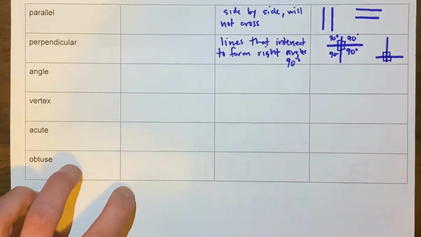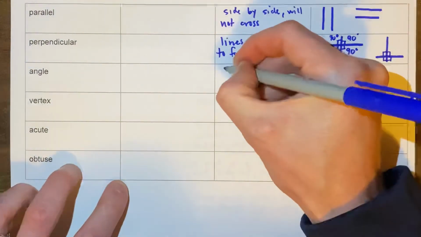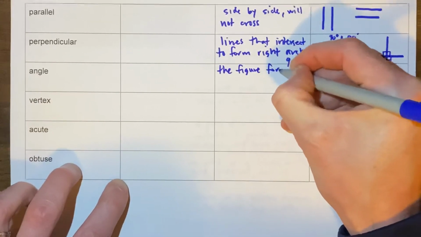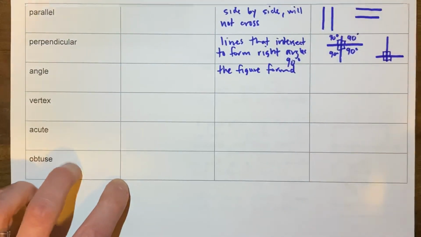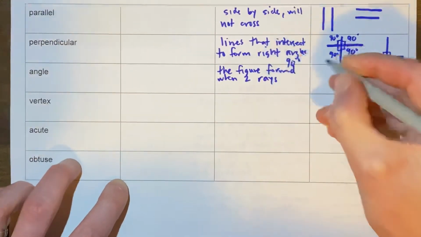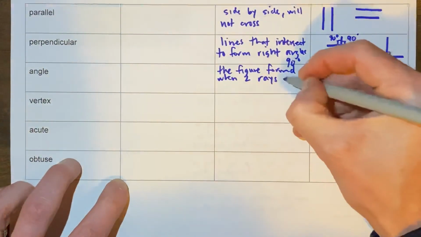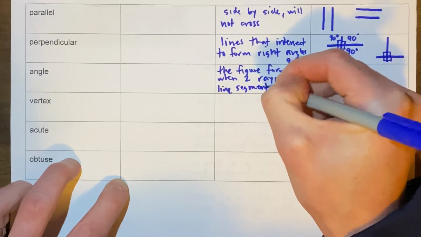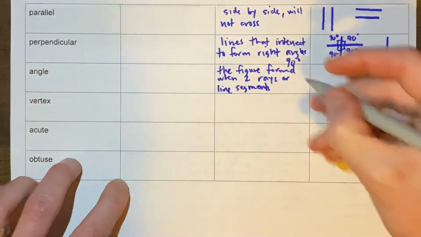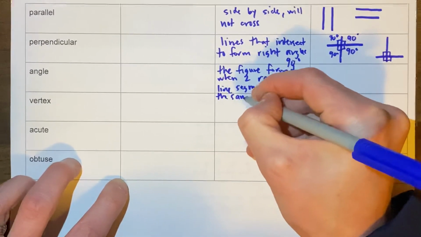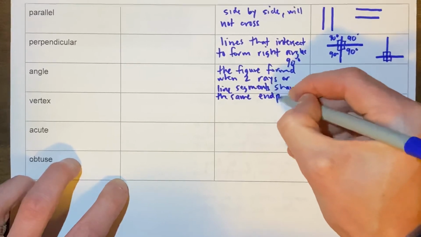Then we have the definition of an angle. Angles are basically the figure formed when two rays or line segments share the same endpoint. So share the same end point.